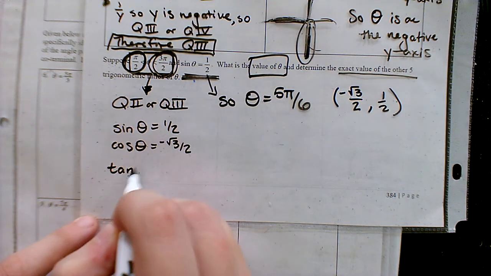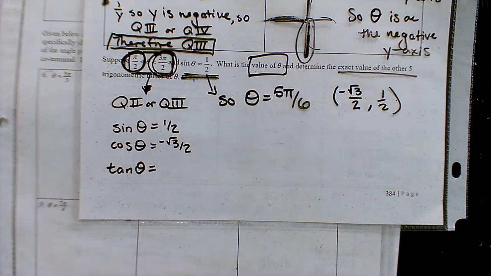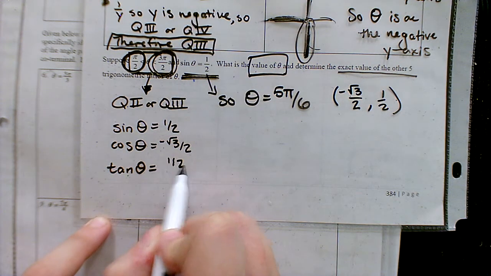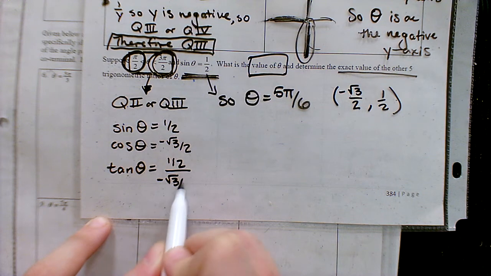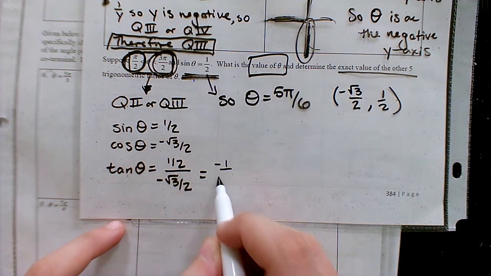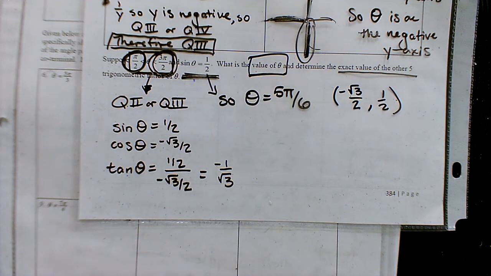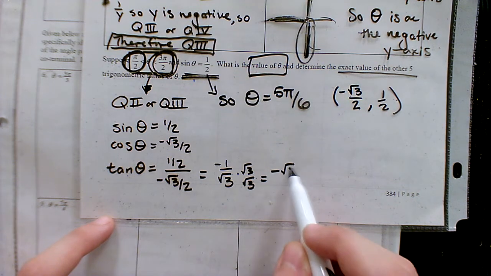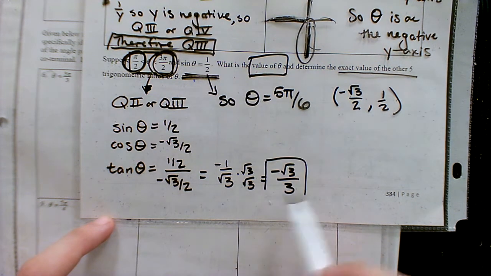All right, let's go ahead and try tangent. For tangent, we have to take the y coordinate divided by the x coordinate. So we'll have 1/2 divided by negative square root of 3 over 2. Instead of dividing by a fraction, you can move it up and multiply by the reciprocal. The 2's would cancel out, and we're left with a negative 1 over square root of 3. But we don't want a square root in the denominator, so we'll go ahead and multiply by that square root. We'll get negative square root of 3 over 3.